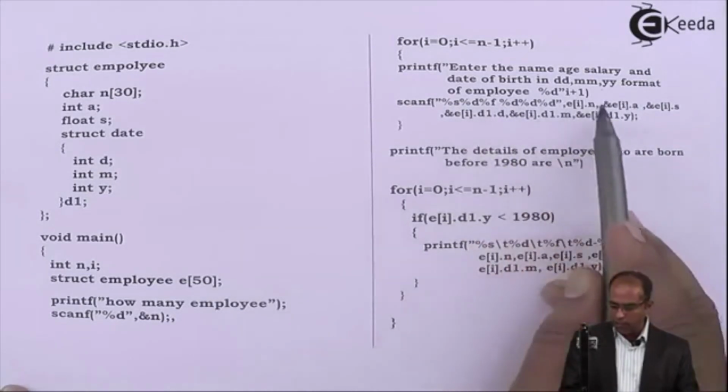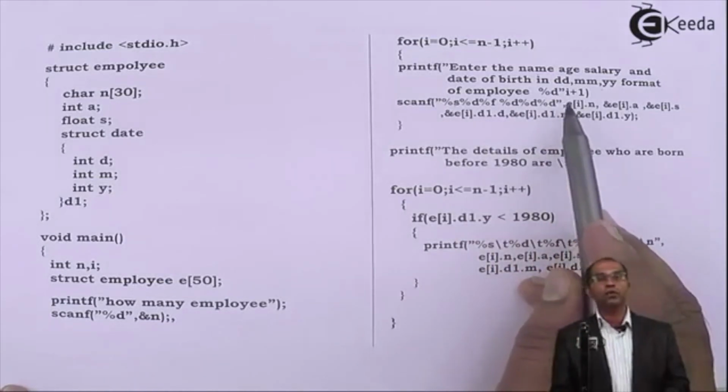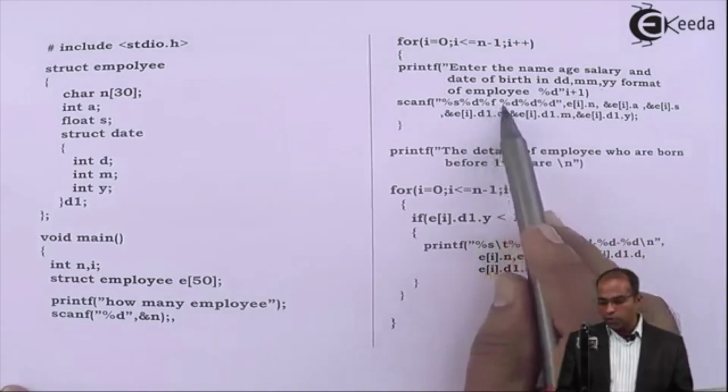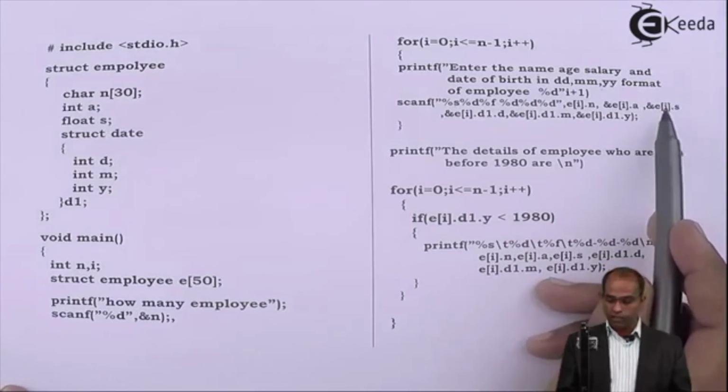Since it is percentage d, we have to associate ampersand. Percentage s will not have any address. Hence, there is no ampersand associated with percentage s. Percentage f corresponds to salary, which is again a direct member of employee. I'll say ampersand of e of i dot s.